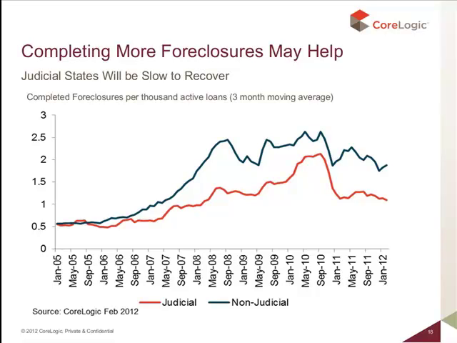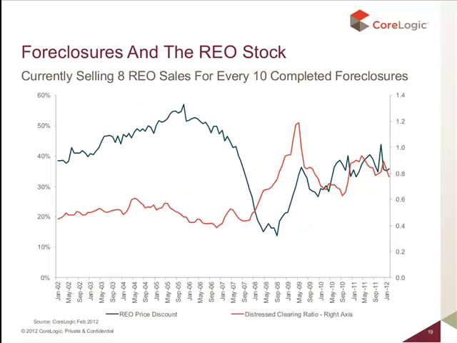But then you can see as we went into the crisis, that gap has widened, and now there's a significant difference between the number of completed foreclosures relative to the active loan stock. When you're in a judicial state, we're only doing about 1 per 1,000 loans versus almost twice as fast a pace with 2 per 1,000 loans in the non-judicial space. But that also being said, these numbers are down. It's not shown here, but our actual pace of foreclosures is down significantly.